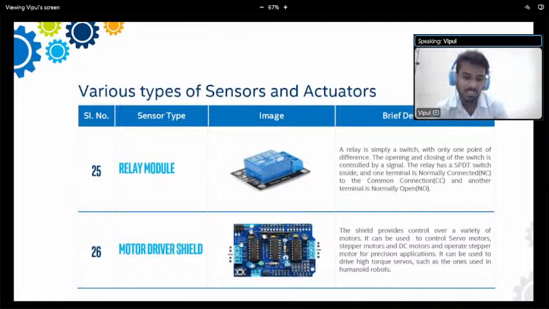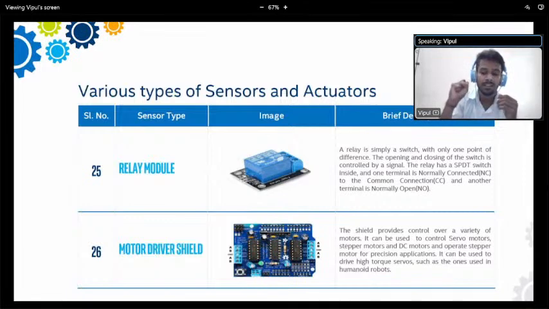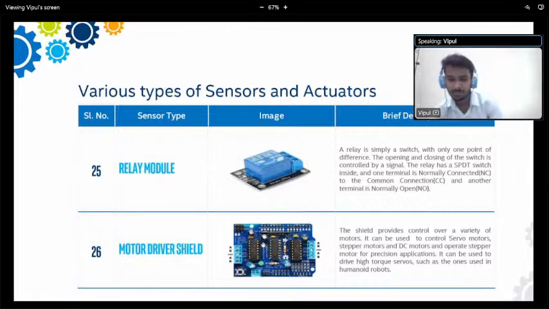Okay. And motor driver shield. We are using many kinds of motors. DC motors are there, stepper motors are there. Such motors, we are not able to connect directly to the Arduino, because our Arduino will not provide that much current to handle such heavy motors. To handle any heavy motors, we have to use this motor driver shield. They are using some Darlington pairs, transistors and heavy circuitry that can provide the extra current required for the motors. So we can use it to drive stepper motors and DC motors. We can even drive high torque motors that we are using in humanoid robots.